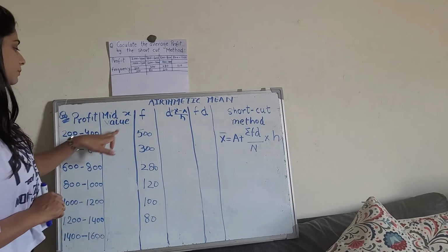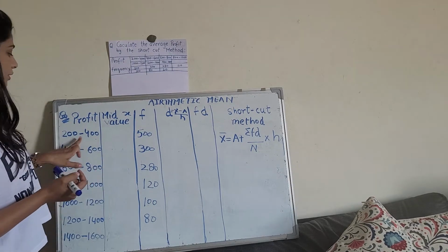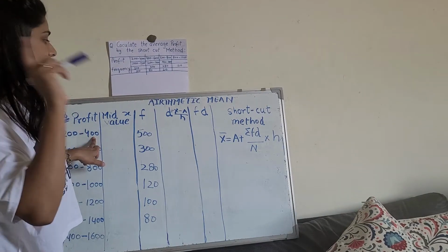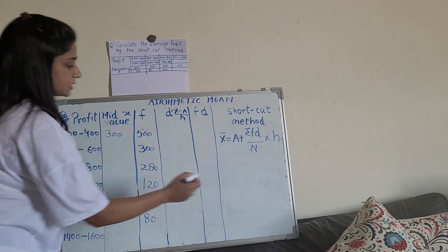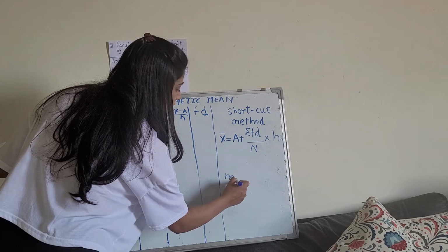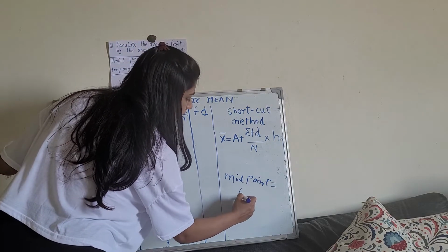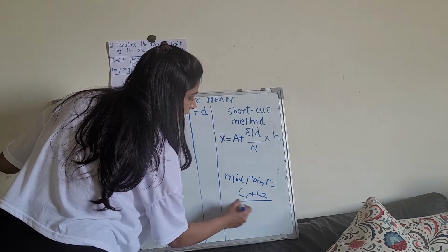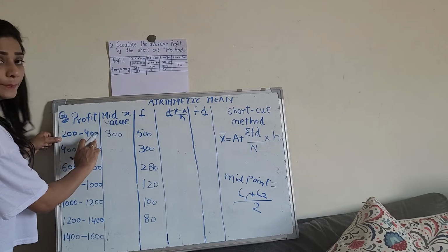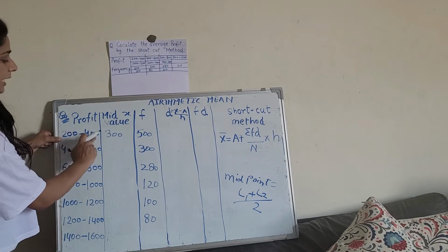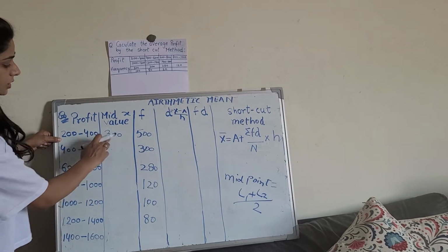So how will we calculate the mid value? Lower limit plus upper limit divided by 2. So 200 plus 400 will be 600. 600 divided by 2 will be 300, right? This is the midpoint formula: L1 plus L2 divided by 2. This limit is called the lower limit and this limit is called the upper limit. So L1 is 200, L2 is 400. 200 plus 400 divided by 2, we will get 300.